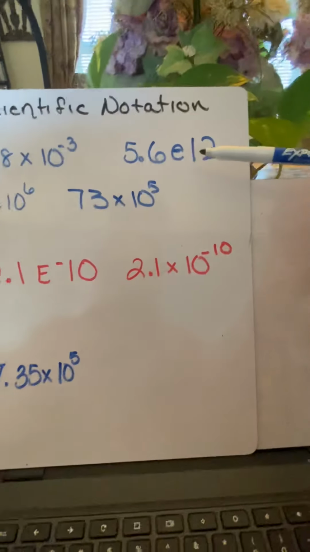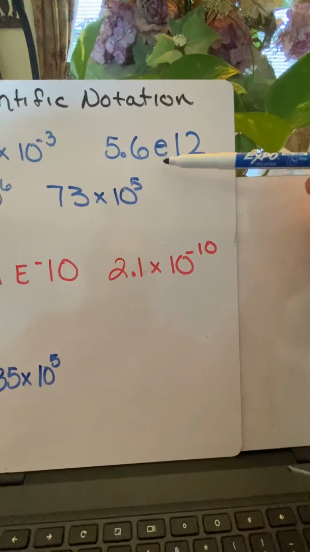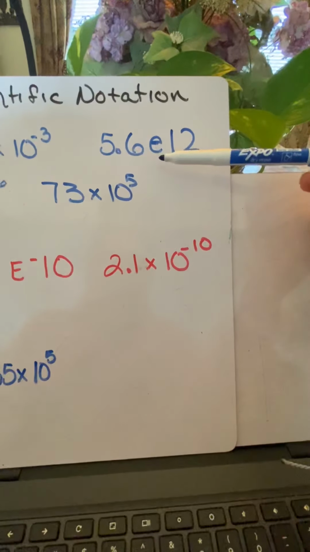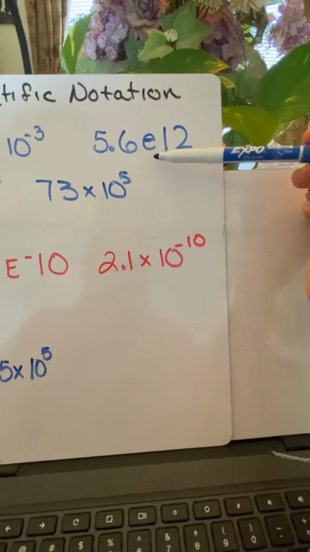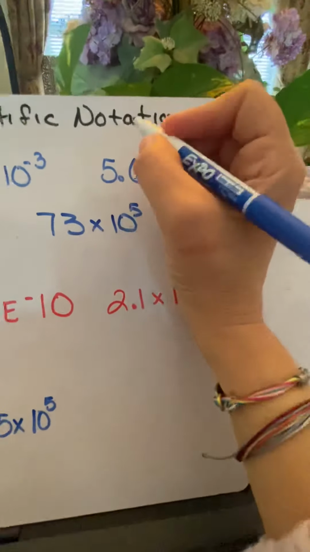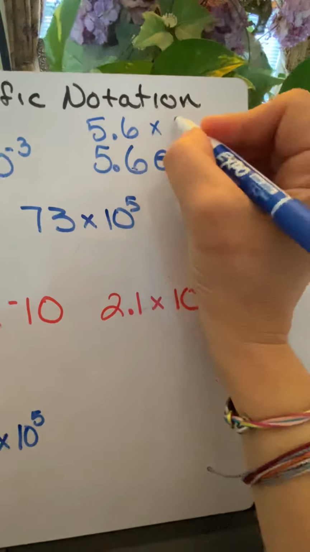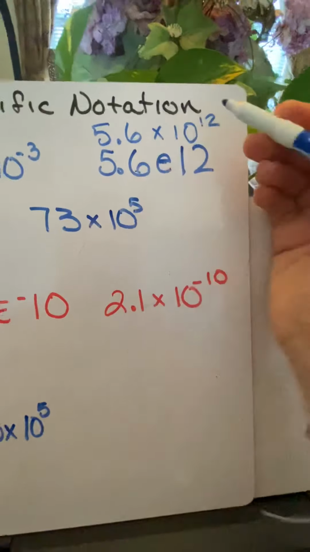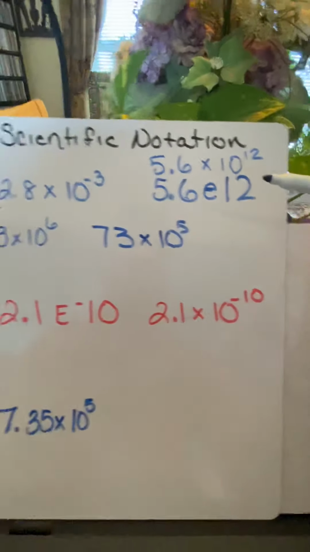Okay, this number is also written in scientific notation. You might see this using a calculator. You can have a small letter E here or a capital E. What this is doing, it's replacing the times 10 with the letter E. So if it was written with the 10, it would just be 5.6 times 10 to the 12th. Okay, so these are written in scientific notation. The E replaces the times 10.